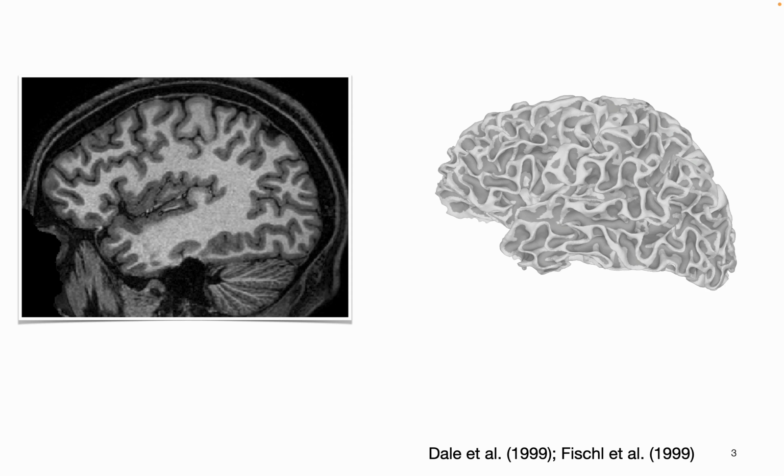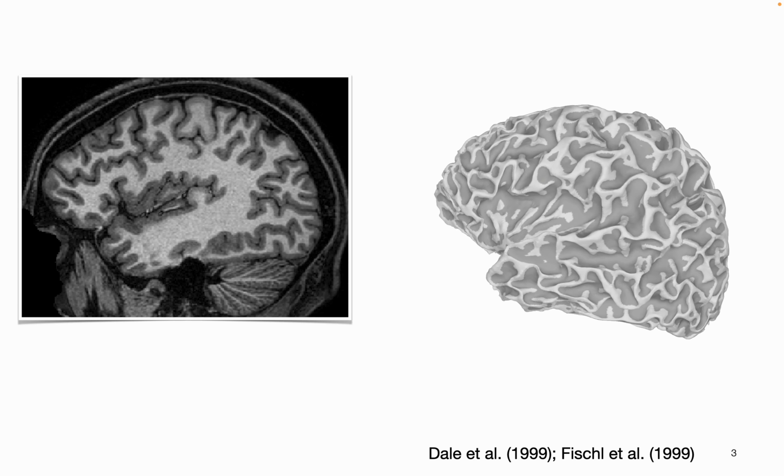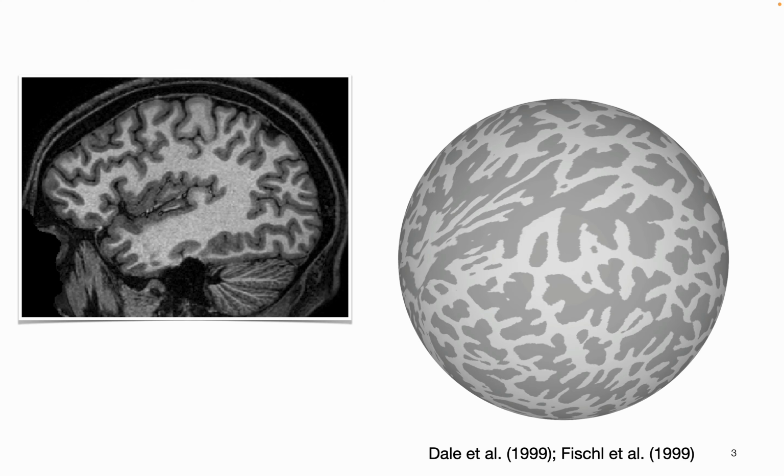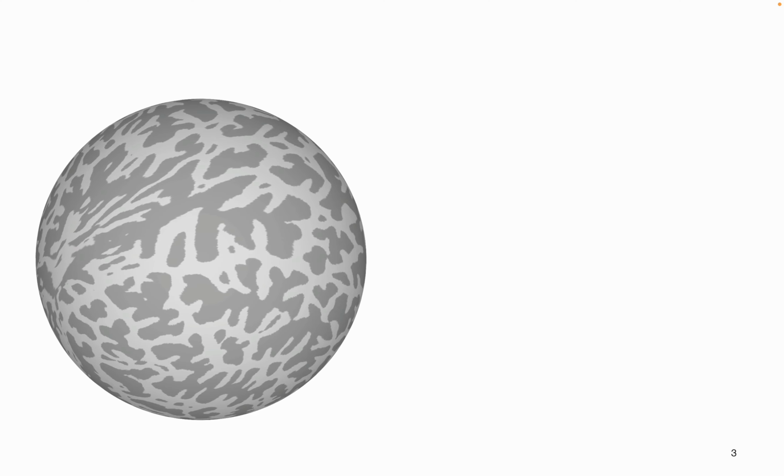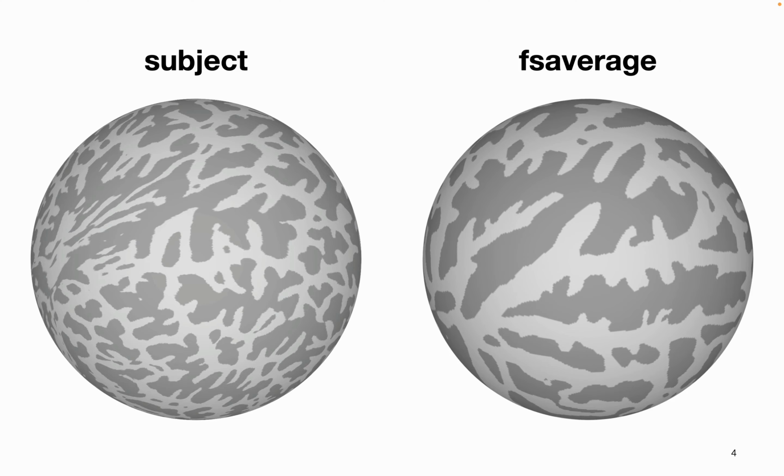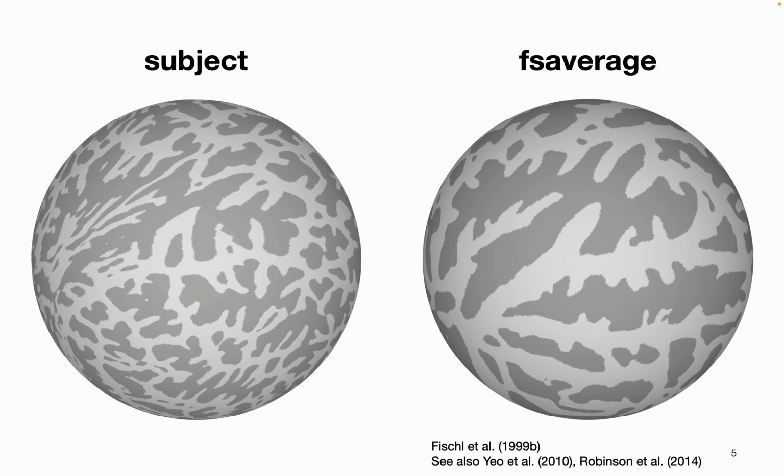Each hemisphere of the reconstructed cortical surface can be inflated into a spherical surface. And we can compare the spherical surface of the subject with the spherical surface of a standard template and bring them into alignment based on cortical folding patterns.